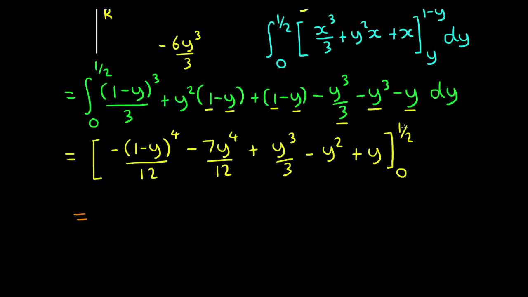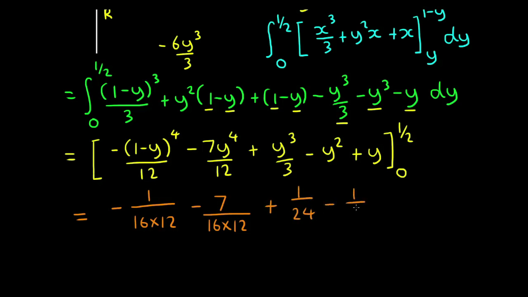So 1 minus a half is 1/2 to the power of 4 is 1 on 16. So that gives minus 1 on 16 by 12. And minus 7 by 1/2 to the 4. So that also gives 16 on 12 in the denominator. Plus 1 on 8 on 3, which is 1 on 24. Minus 1 on 4, plus a half. And then we have minus 1 on 12. And substituting 0 in the remaining terms gives 0.